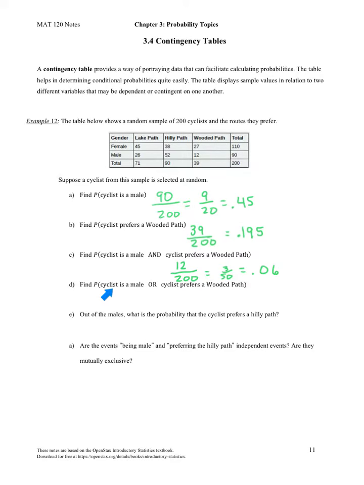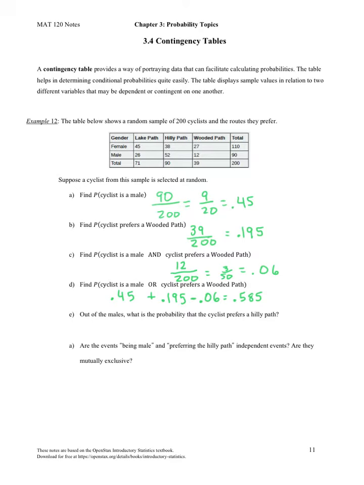Now for letter D, the probability that the cyclist is a male or the probability the cyclist prefers a wooded path. First, the probability that the cyclist is a male, we already figured that out in letter A. Or means plus, and the probability the cyclist prefers a wooded path was figured out in letter B. Now remember, we do have males that do prefer the wooded path, so that means we have to subtract the intersection of the two.